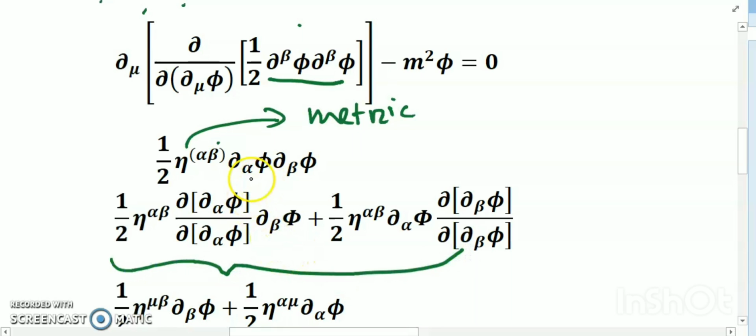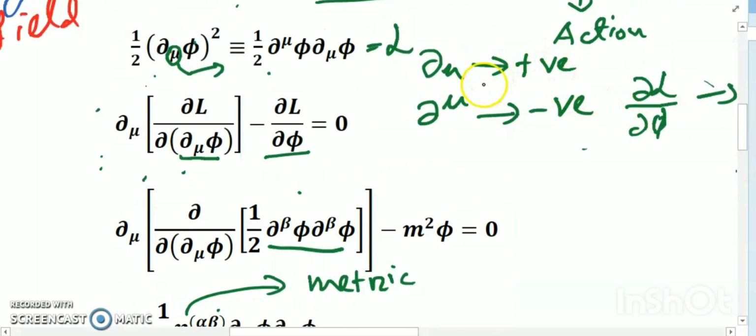This is the metric value, and that is the contravariant. This is the contravariant vector, this is the covariant vector, and this portion is the contraction, upper and lower. This is the contraction, combining the time derivative part and the space derivative part.